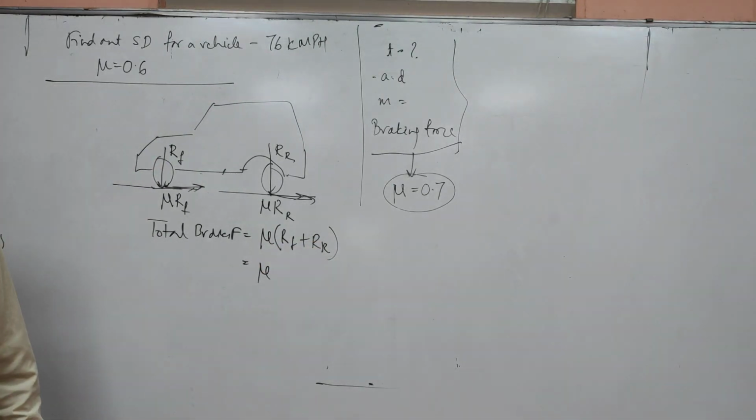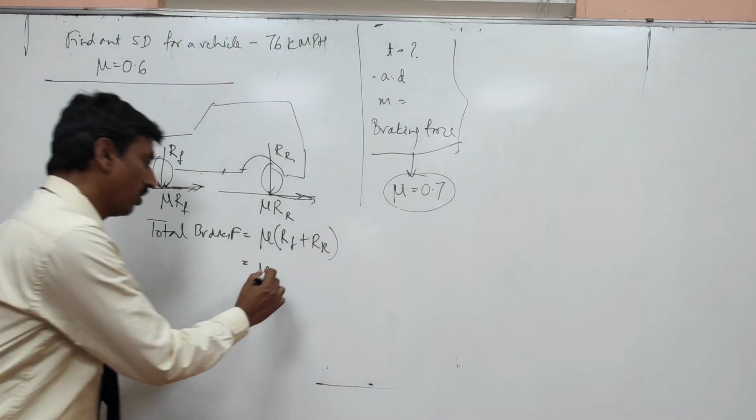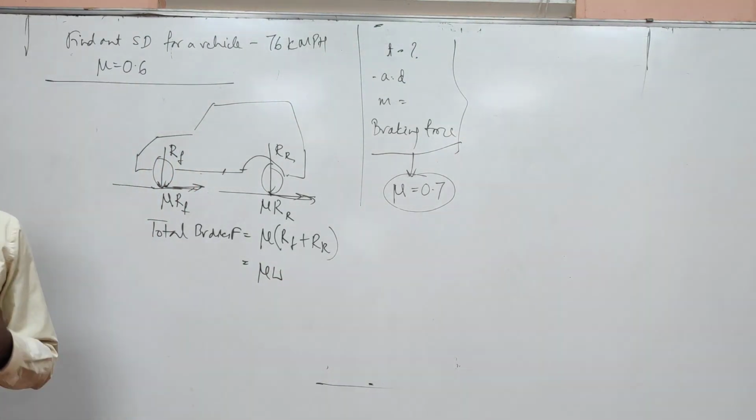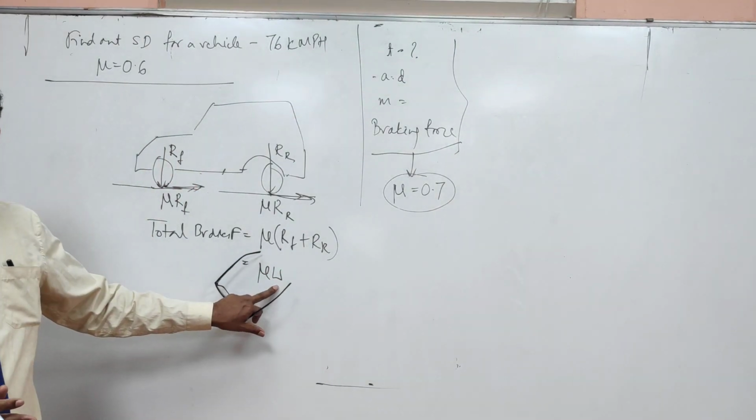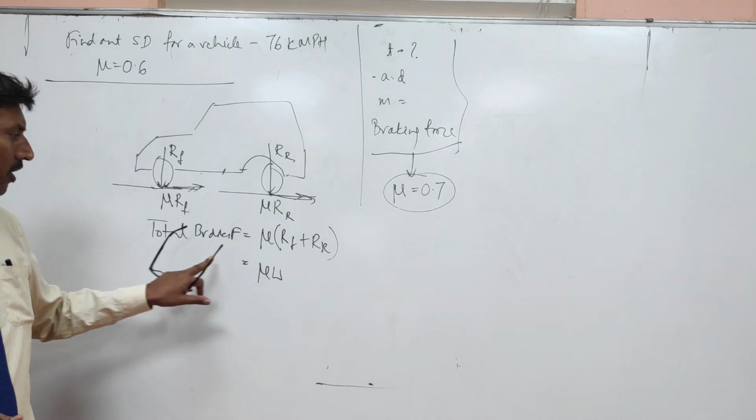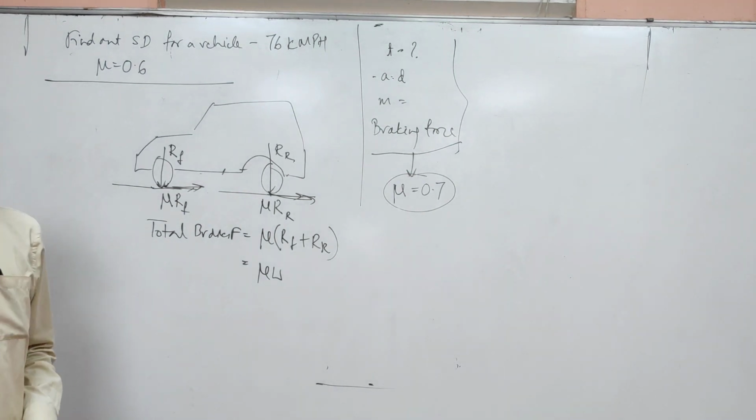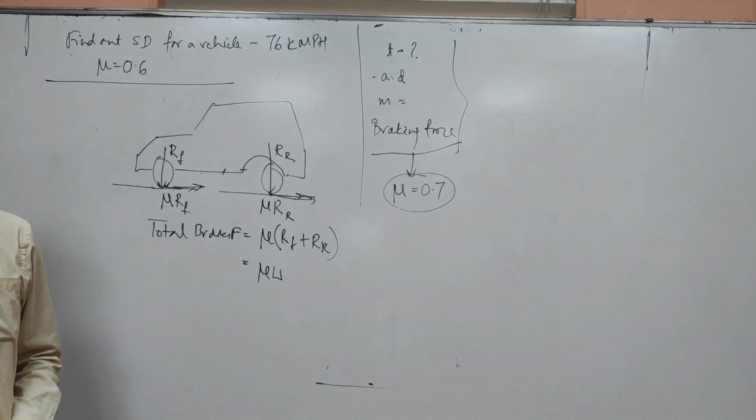What is Rf plus Rr? Weight of the vehicle, that's it. So if you know the weight of the vehicle and the coefficient of friction, then you can decide the maximum braking force that could be generated.